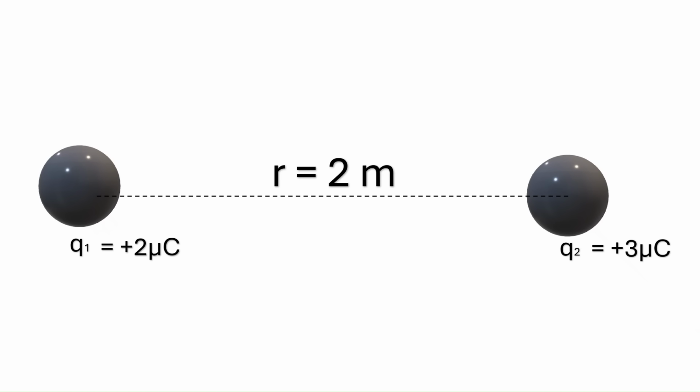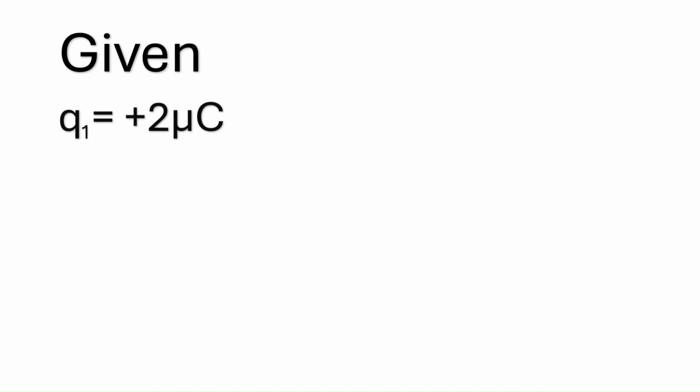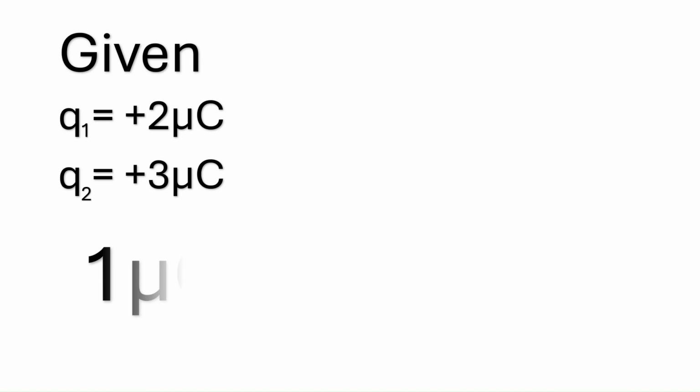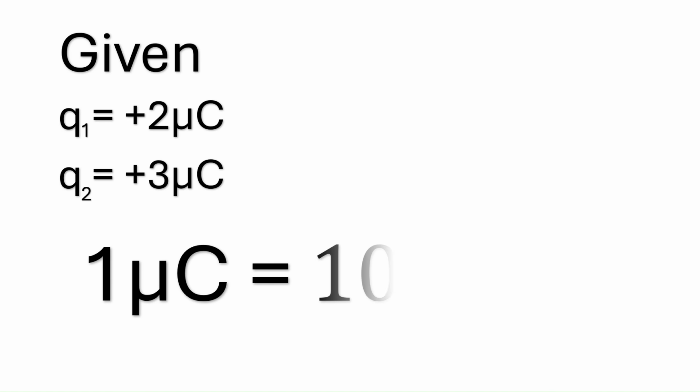The first step is always the same. Write down the given information. Notice that the charges are given in microcoulombs. Since the SI unit of charge is the coulomb, we convert microcoulombs into coulombs. Remember, 1 microcoulomb equals 10 to the power minus 6 coulomb.